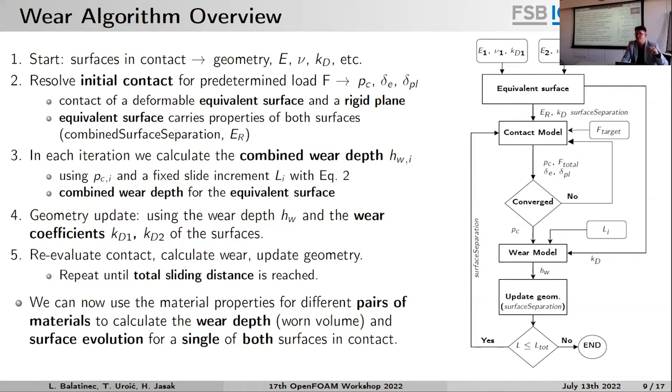So, and we'll update the geometries accordingly. Then we can reevaluate the contact, calculate the wear again, and update the geometries. And these three steps are repeated until total sliding distance is reached. So this allows us to use the material properties for different pairs of materials to calculate the wear depth, wear volume, or the surface evolution for single or both surfaces in contact.